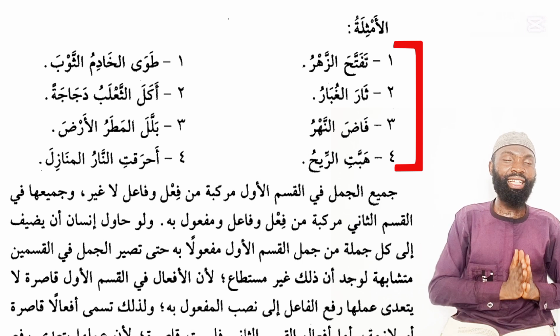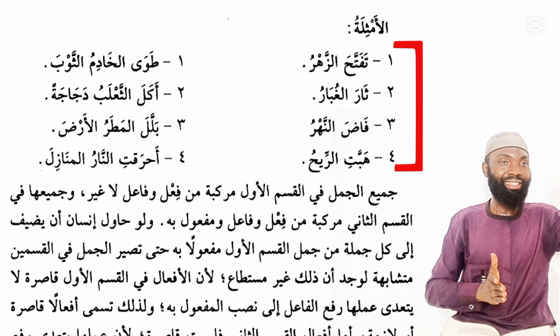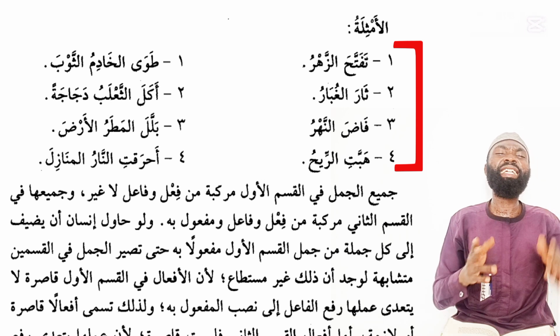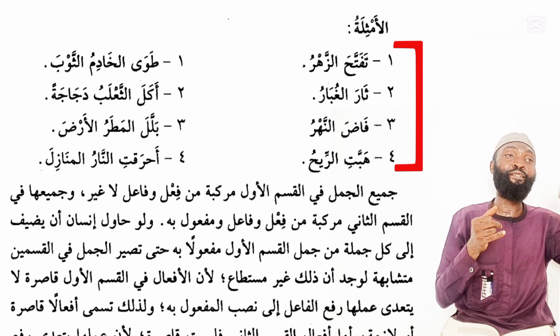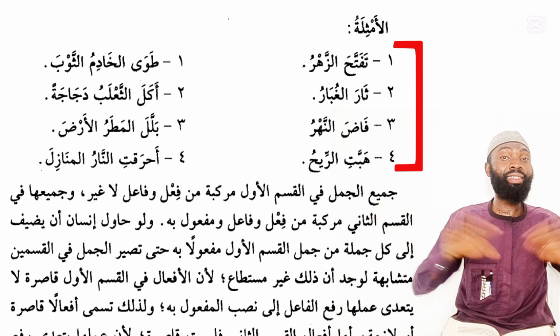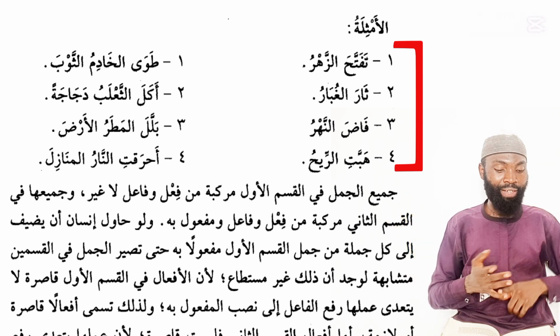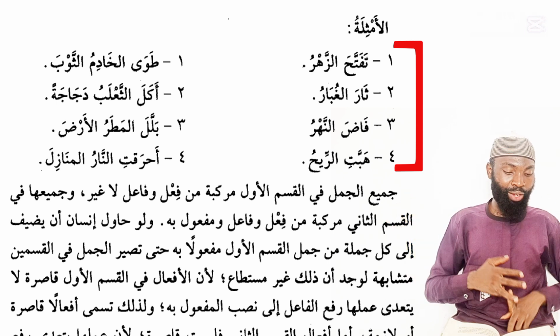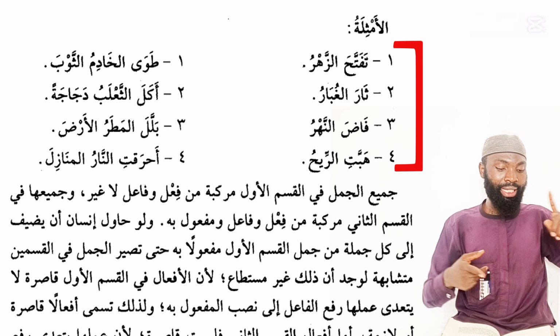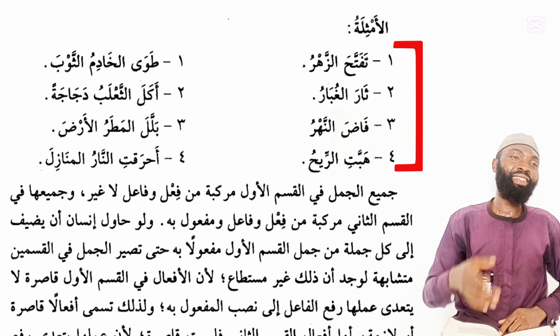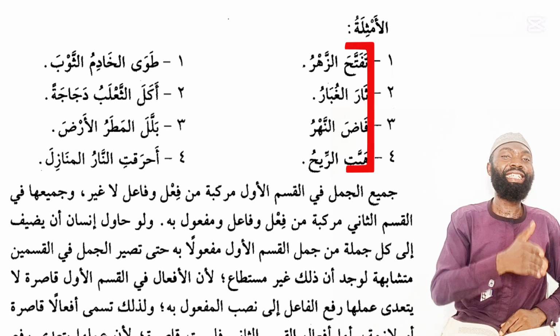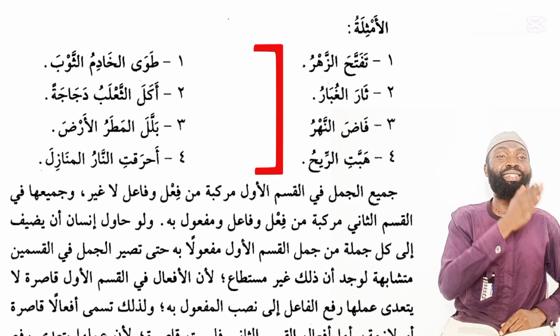If you look at all these four sentences from the right-hand side examples, you will see that each of them contains a verb and the subject without an object. This shows that all of the verbs, the verb tafattaha, the verb thara, the verb fada, the verb habbat, are af'alul lazima, that is intransitive verbs.